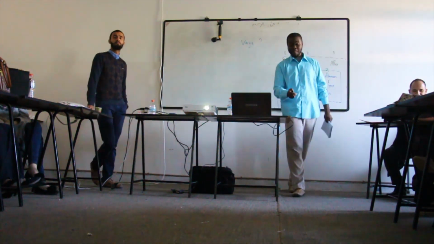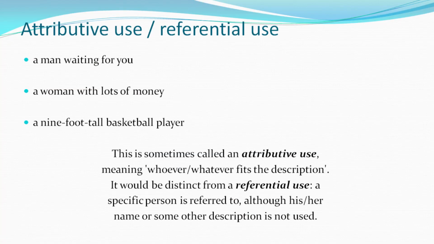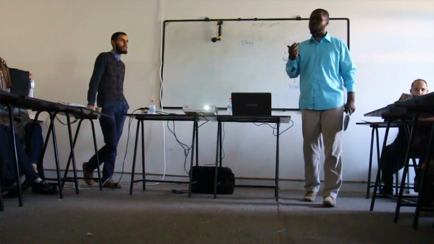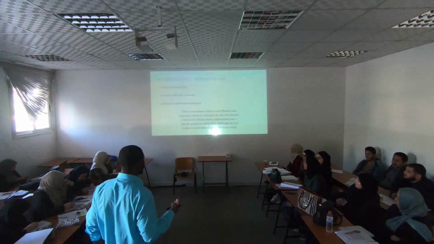Right. Next one. Attributive use and referential use. Consider those three examples, please. A man waiting for you. A woman with lots of money. A 9-foot-tall basketball player. So this goes with the second example, maybe. Let's say in this example, I want to marry a woman with lots of money.